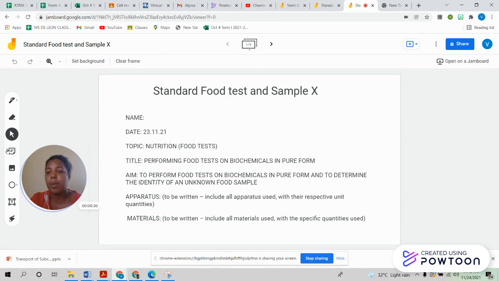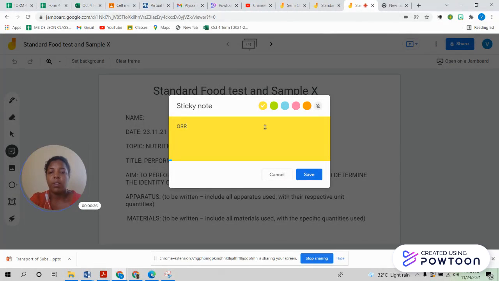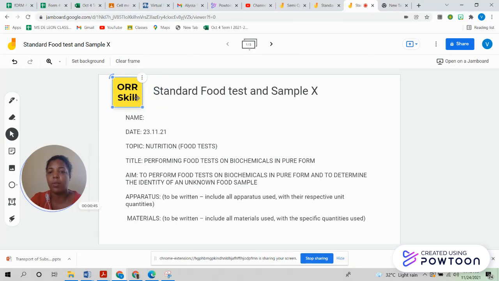This lab is going to be marked for ORR. So I'm going to add a sticky for you to remember that it is ORR skill that this lab is going to be marked for. Right? Next. So you put your name, date, etc., add in your apparatus and your material that you would have used.